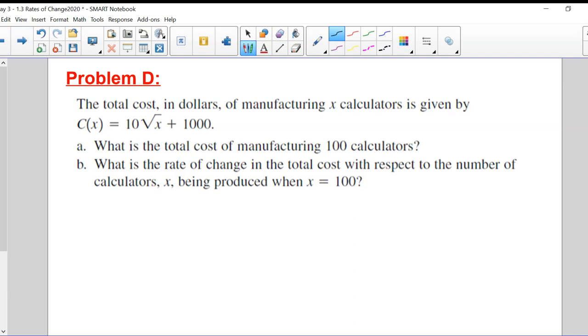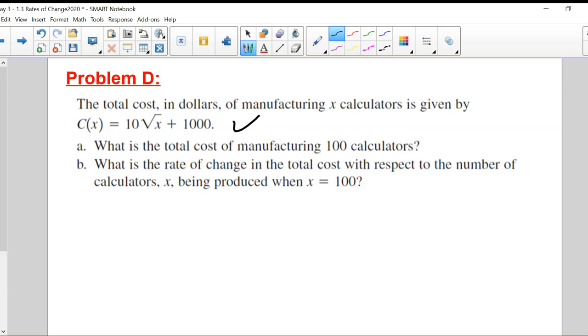Remember, this formula, this model says that the cost is given by this equation. Then they're asking in part B, what's the rate of change in the total cost with respect to the number of calculators being produced when X is 100? Okay. So one of these is not a rate calculation. One is just asking what's the cost? How much does it cost to make 100 calculators?